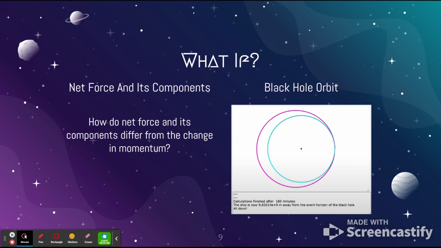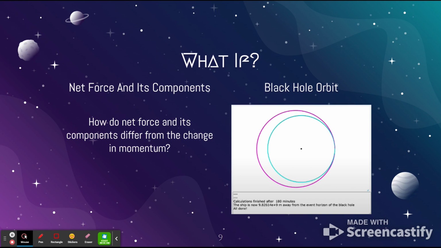Now, the what-if questions. The net force and components: how do the net force and its components differ from the change of momentum? The net force, perpendicular, and parallel are the force enacted on the object, whereas the change of momentum is the reaction to that force. So they will be in the same direction, but they won't be the same magnitude, because the force impacts the object through the change of momentum. The force causes a change of momentum, which we see as a physical impact on the object.